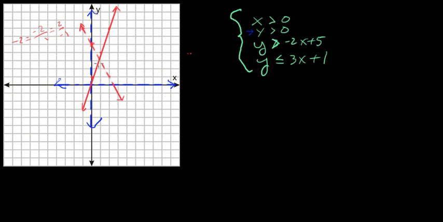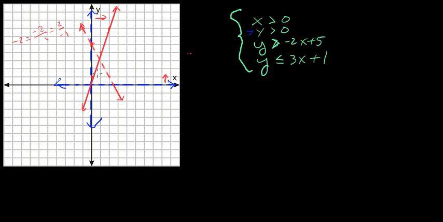And now you say, okay, I've got all kinds of regions. I've got a region here, here, here, and here. Where do I shade? I'm going to show you an easy trick. First of all, x greater than 0 means I shade in this direction of this dotted line here on the y-axis. And y greater than 0 means I shade above here.